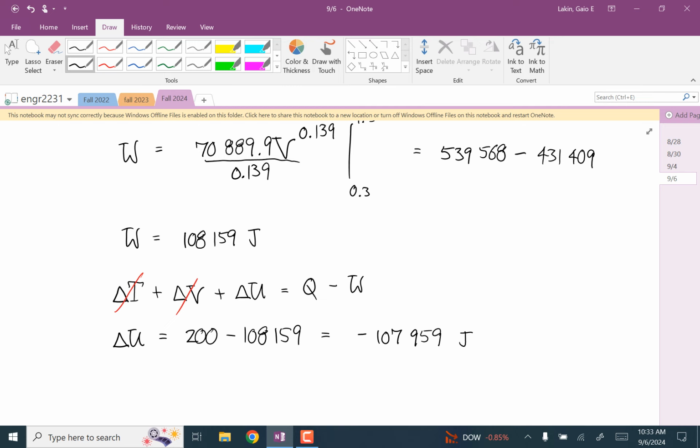Okay. And I really think it's a good idea for you to, as you do these problems, just think through the meanings of all those things to kind of train your brain about what does it mean when W is positive? What does it mean when Q is positive? What does it mean when internal energy is positive or negative? Okay, just think that stuff through.